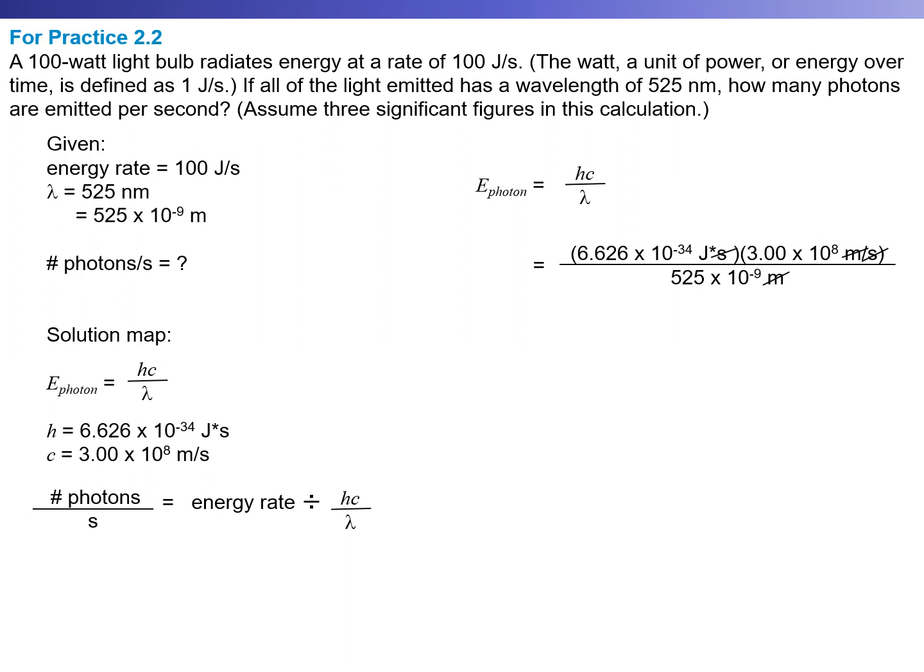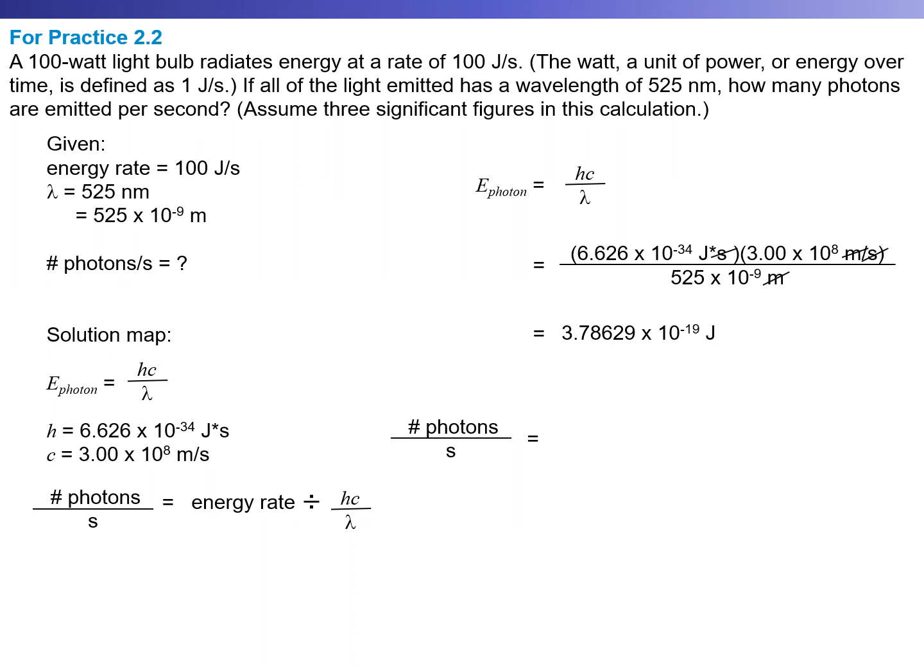So with all of our units taken care of, we do the math, and our value ends up being 3.78629 times 10 to the -19th joules. I like to leave all those decimals there because it prevents any propagation of error from prematurely rounding. All right. So what are we going to do next?